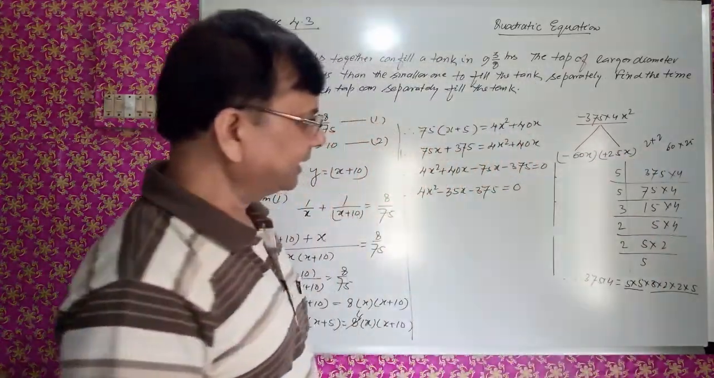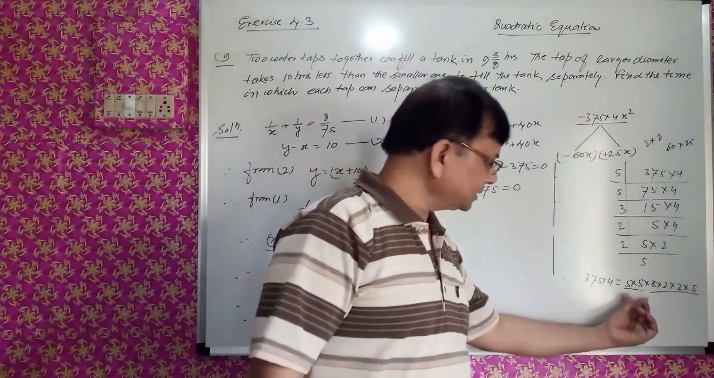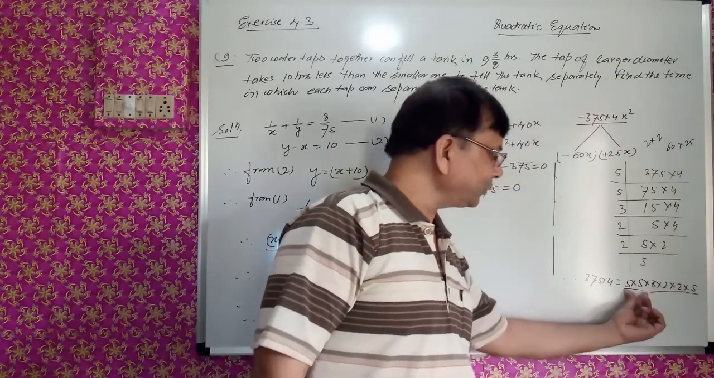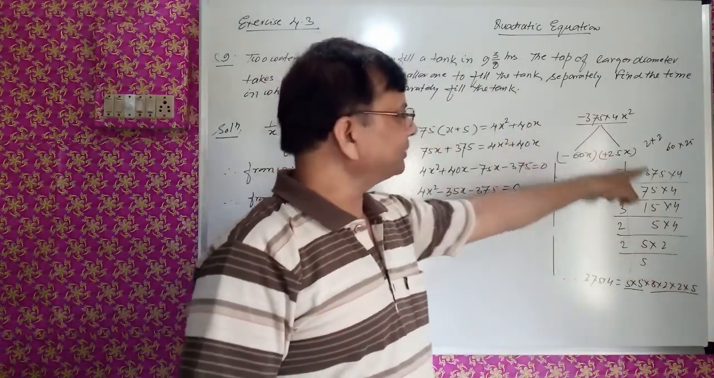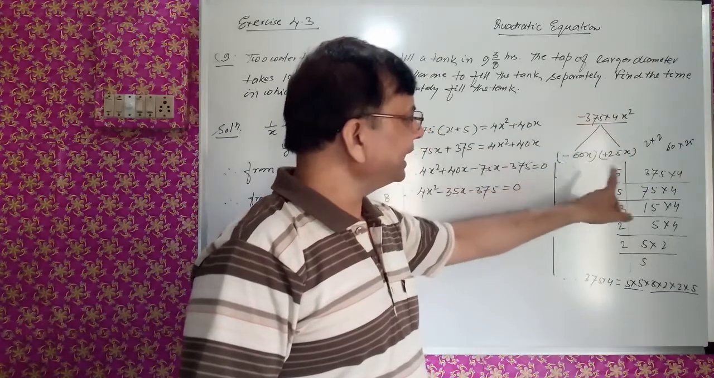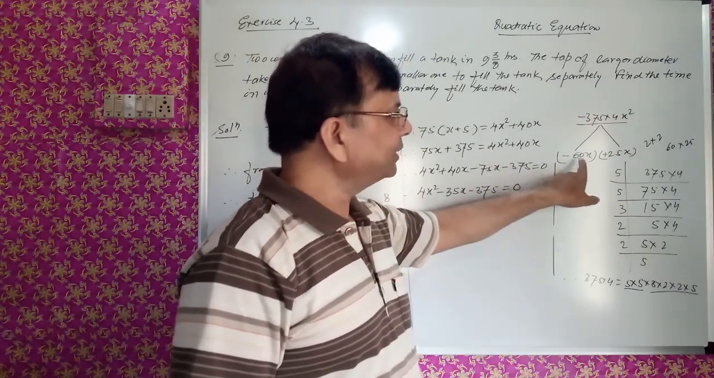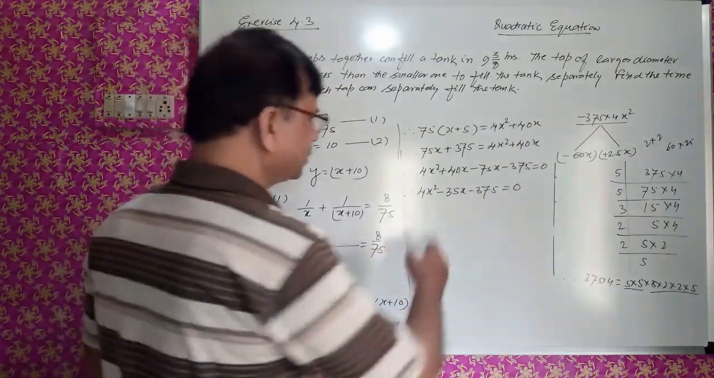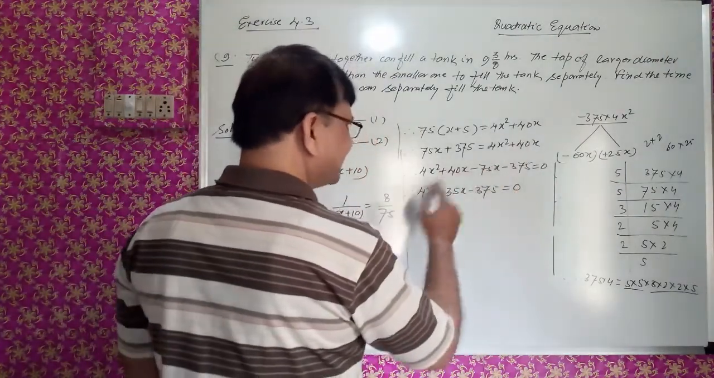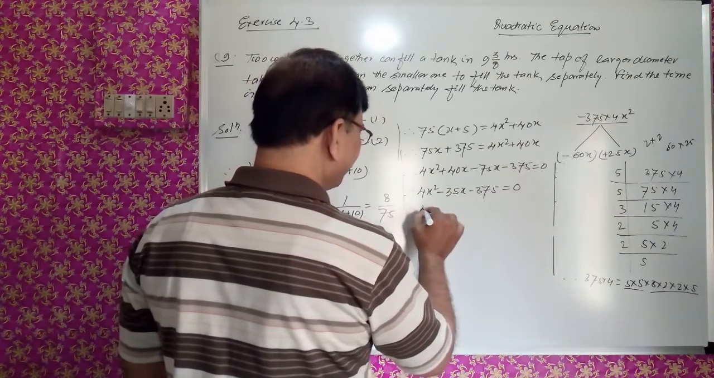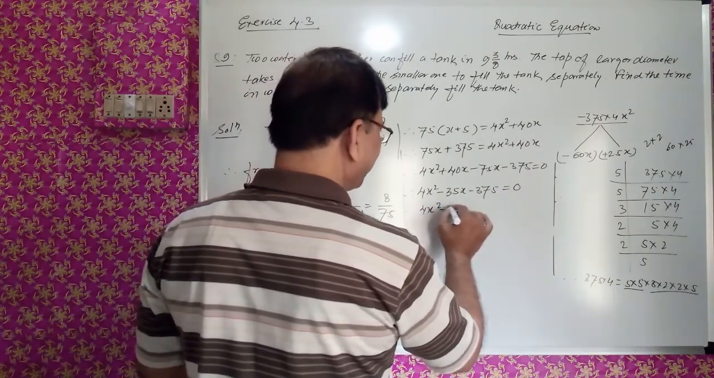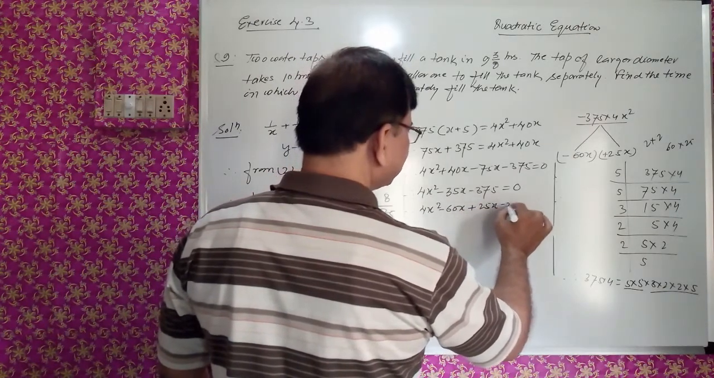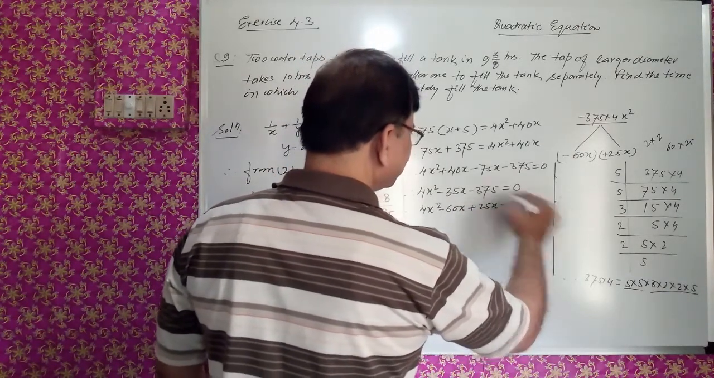You can see the product of these two, that is 60 and 25. Product will be this much, right? And since it is negative, the bigger number I have taken negative. So sum of these two is minus 35, right? So this can be separated in that form. Therefore, 4x square minus 60x plus 25x minus 375, that is equal to 0.